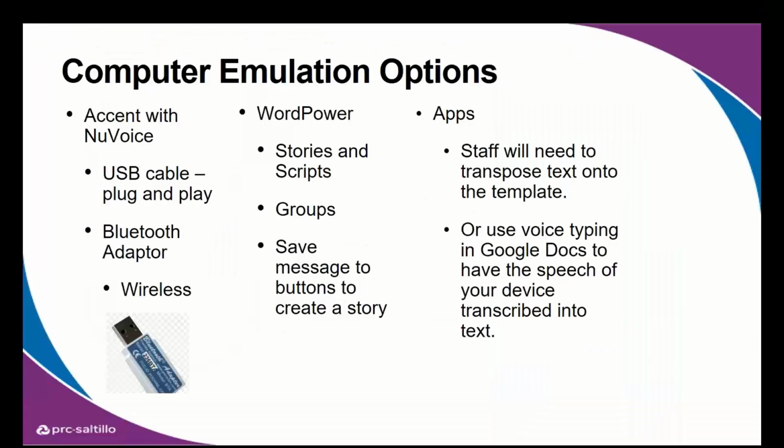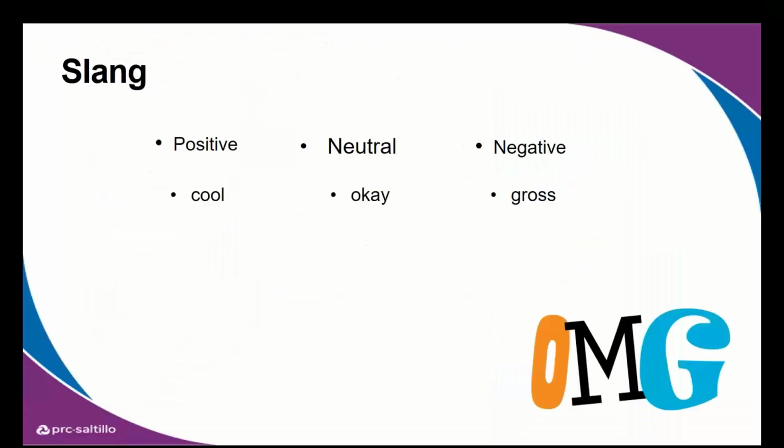Okay, now we're going to play a game. I want you to think about where you live and the age of the kids that you work with. We're going to start looking at slang. This is something I like to add onto my students' devices, because it allows them to be cool when they're talking to their peers. There are 3 different kinds of slang words. There are positive words like cool, neutral words like, oh, okay, and negative words like, oh, gross.